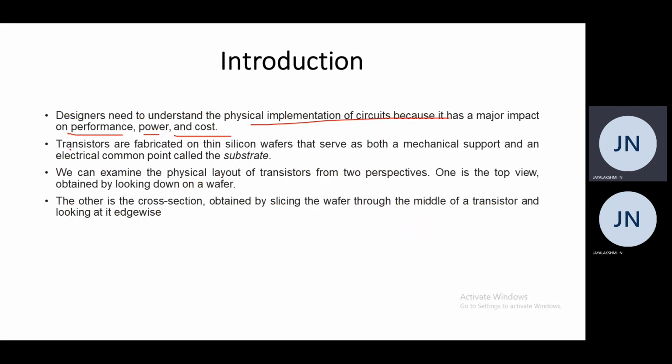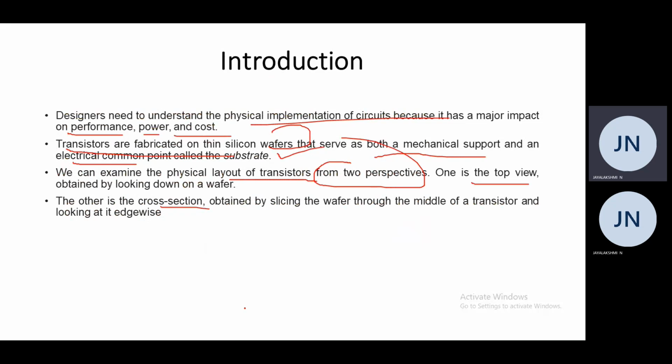These transistors are fabricated on thin silicon wafers. These wafers serve as both mechanical support and an electrical common point, which we call the substrate. Here we can examine the physical layout of a transistor from two perspectives. The first one is the top view and the second one is the cross section view.